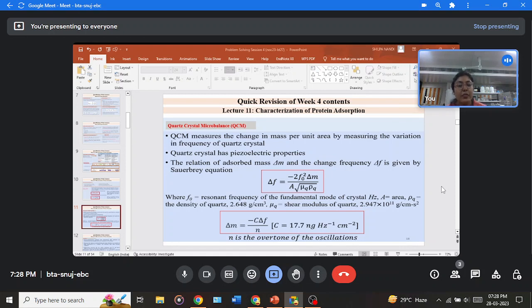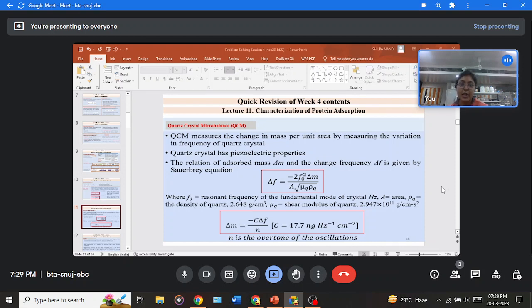equation, that is delta F is equal to minus 2 F naught square delta M by A under root mu Q and rho Q. So this F naught is basically the resonant frequency of the fundamental mode of the crystal in hertz. A is the area, rho Q is the density of the quartz, that is around 2.648 gram per centimeter cube. Mu Q is the shear modulus of the quartz, which is given as 2.947 multiplied by 10 to the power 11 gram per centimeter second square.